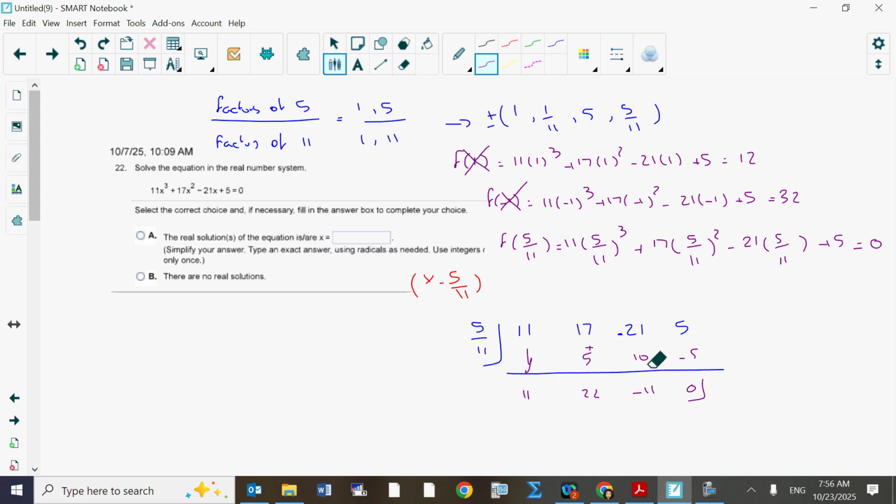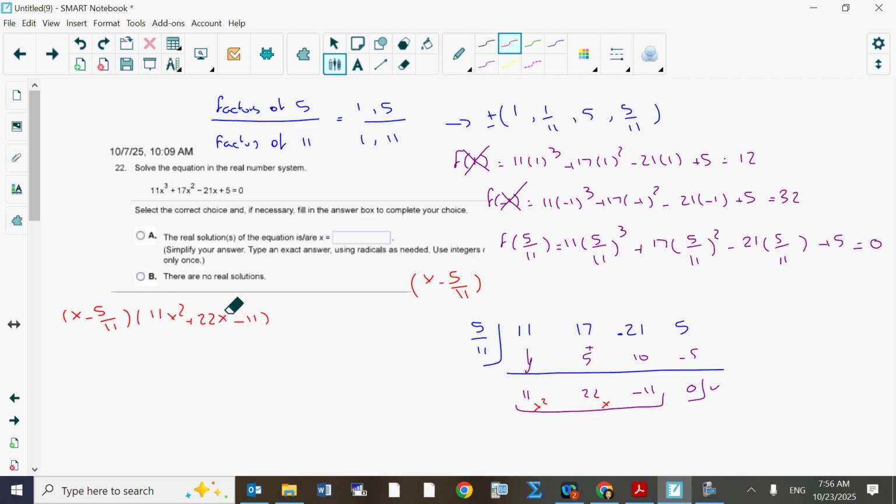As you see, we found that before, that the remainder is 0. Here also confirms that the remainder is 0, but now this is going to help me find the other factor. This is the constant term, and this is the coefficient of x to the power of 2. So my factors will be x minus 5/11 and 11x squared plus 22x minus 11.